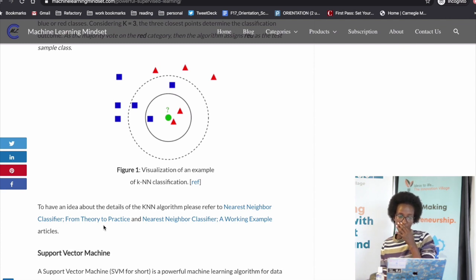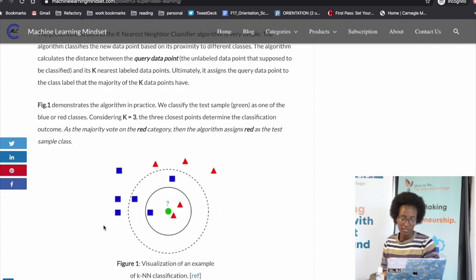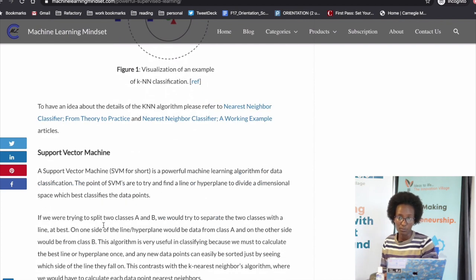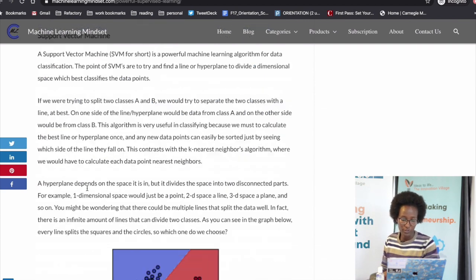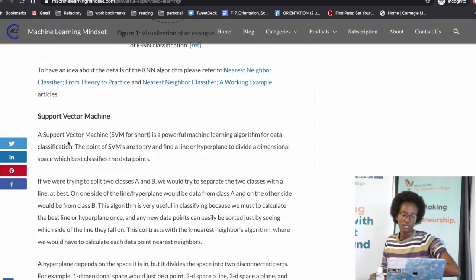Under classification, we've looked at logistic regression as the first algorithm. We've looked at k-nearest neighbors as the second algorithm. Then we've looked at support vector machine. Now we're going to look at support vector machine as, I think, the last example of a classification algorithm.